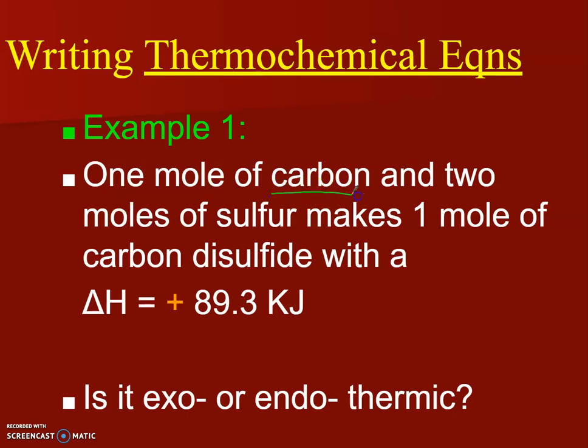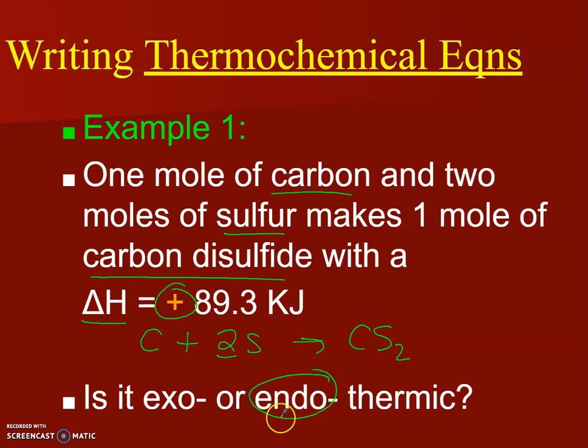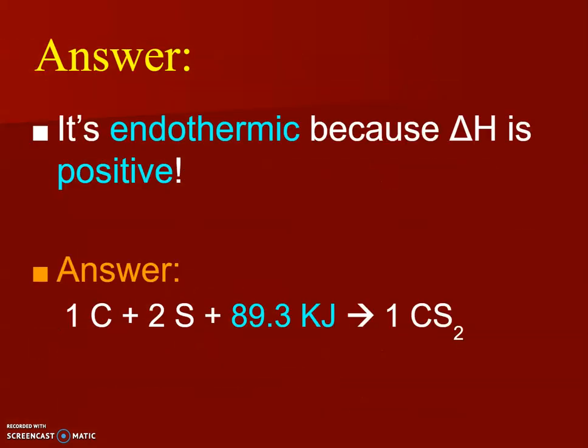So here it says 1 mole of carbon and 2 moles of sulfur makes 1 mole of carbon disulfide. Carbon plus 2 sulfurs make carbon disulfide, CS2. It has a positive 89.3 kilojoules of heat enthalpy. So if it's positive, it's going to be endo, and it enters the system. So I'm going to use 89.3 kilojoules, and voila, there is my thermochemical reaction. You end up seeing, it doesn't matter if you write it first or in the middle, but typically it's either in the beginning or right before the yield sign. But there you go. There's your endothermic reaction.